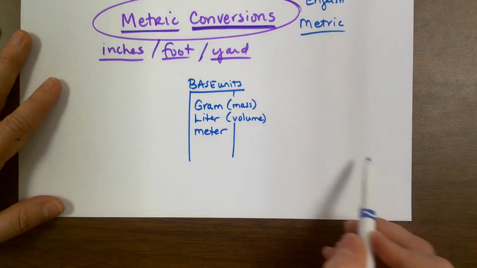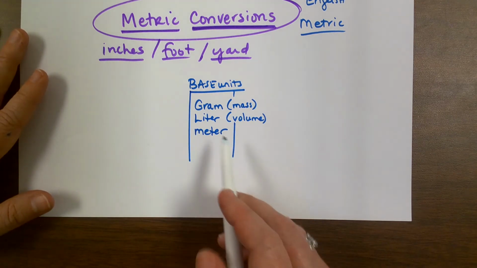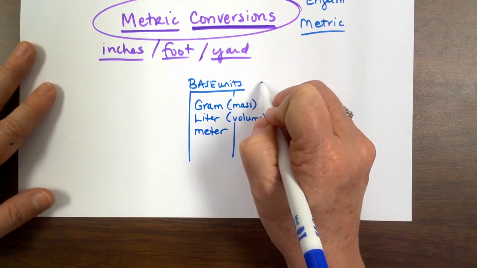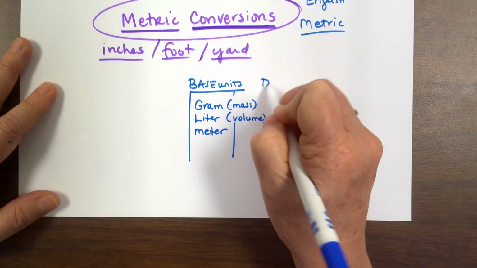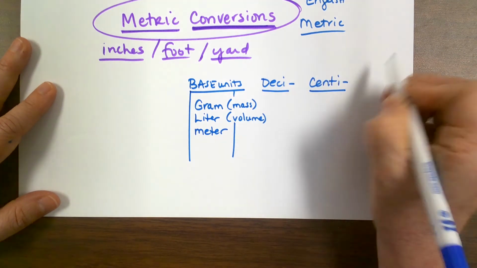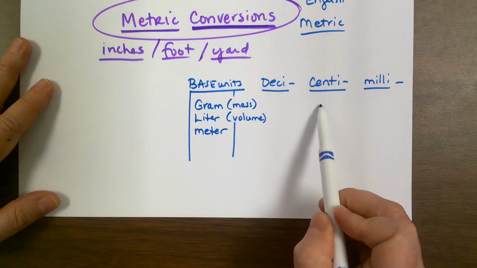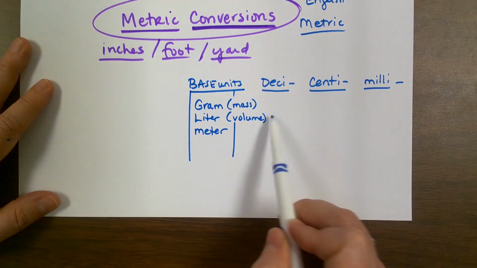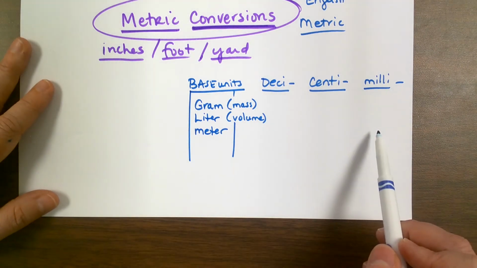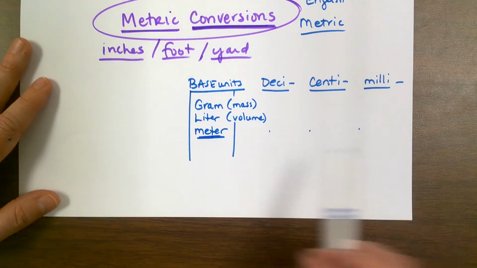When we convert, we can go left or right and move decimals to change from our base units to other units. So on the right-hand side of the scale, we have deci, which is a prefix. We have centi, and then we have milli. Okay, and so for example, you can have decigram, centigram, or milligram. Deciliter, centiliter, milliliter. Decimeter, centimeter, millimeter. Okay, so all of these use the base word, and then these are the prefixes.